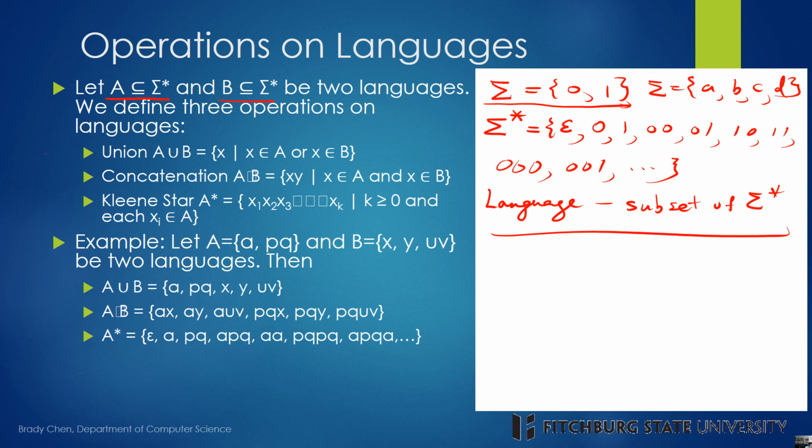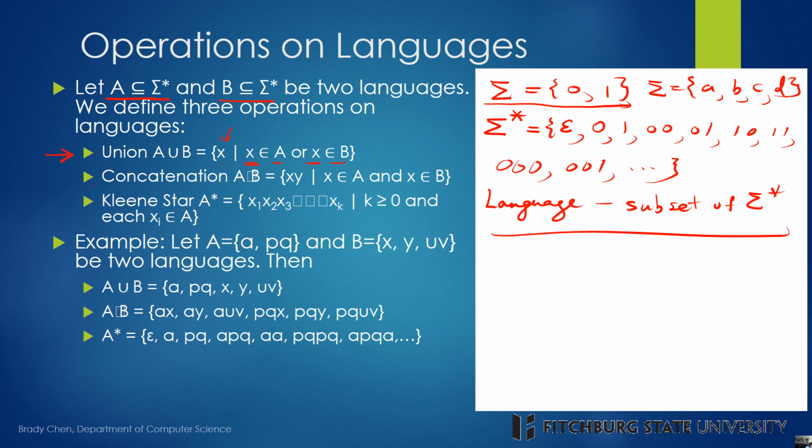So first we define the union. It's the same definition as in set theory, right? We have 2 sets and then the union of 2 sets. So now we treat a language as a set. So A union B is defined as all the strings such that the string belongs to the first language A or the string belongs to the second language B. That's the union of two languages.